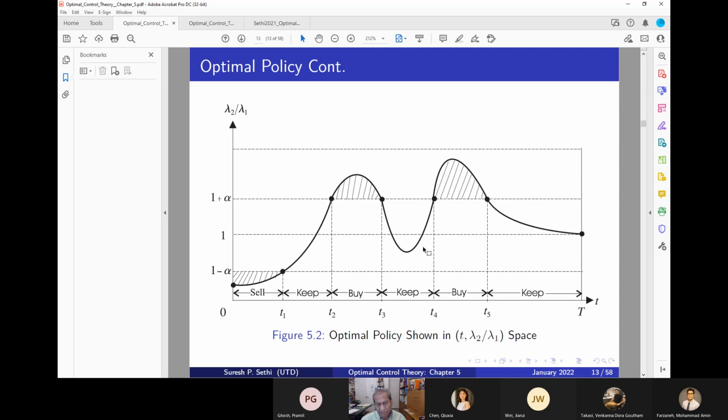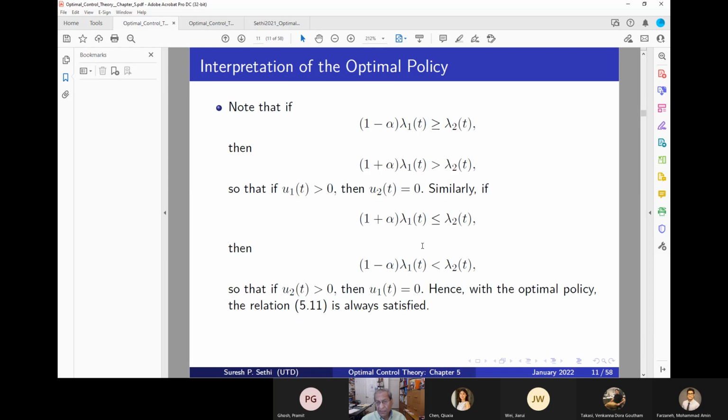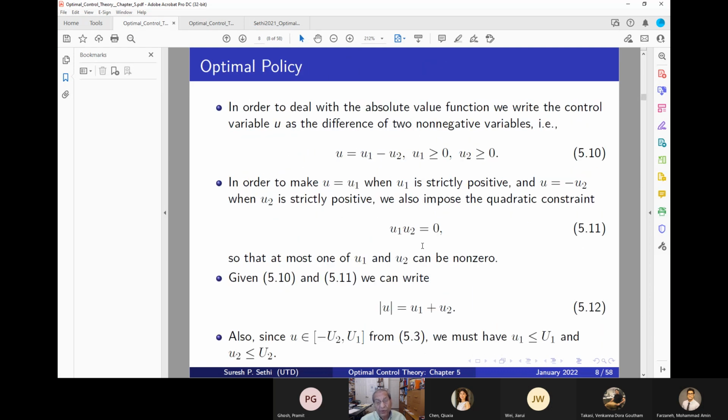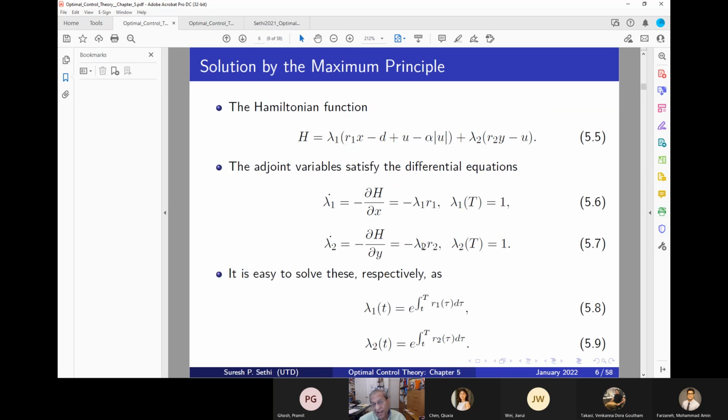So it's a very simple problem. It is a whole lot of economic intuition, which is very simple and very easy to follow. And remember, we solved the problem using control theory. We did not use a guess. We did not do anything.